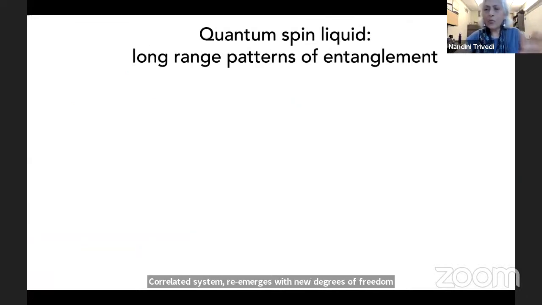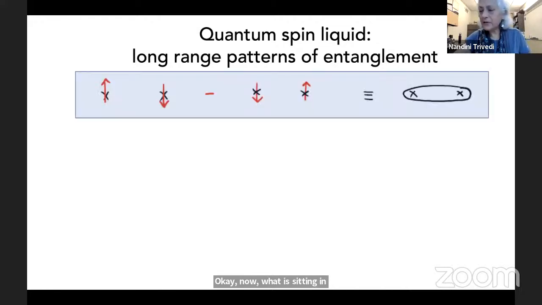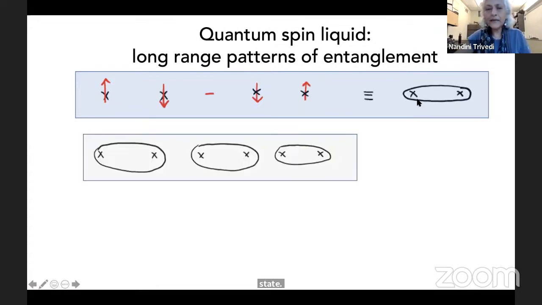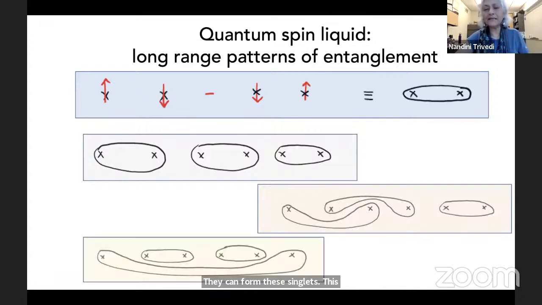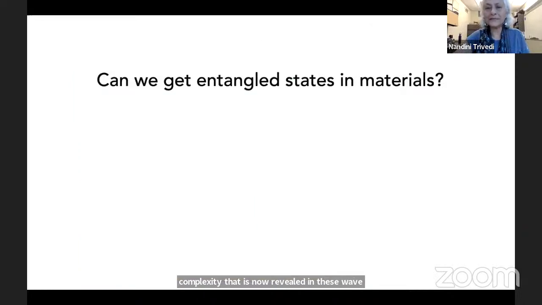Okay, now what is sitting in these new degrees of freedom? There are these long-range patterns of entanglement. So I showed you two qubits and it formed this singlet state. I'm going to denote it by this little circle. So let's say I have 6 qubits. You can now form many patterns of entanglement. They can form these singlets. This is one pattern. This is a second pattern. Here's a third pattern. And the actual wave function becomes a linear combination. So not only is each qubit a linear combination, but the wave function of many qubits is now a linear superposition of these patterns. And that's the complexity that is now revealed in these wave functions of entangled qubits.